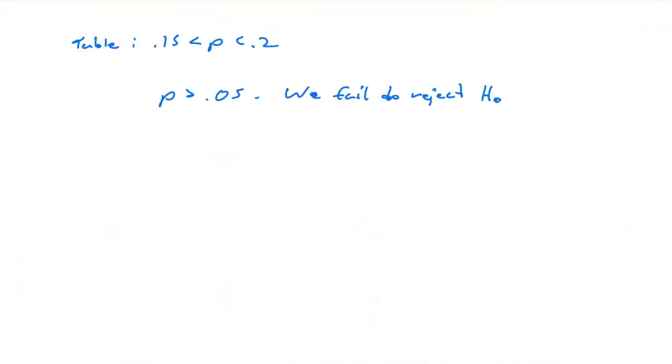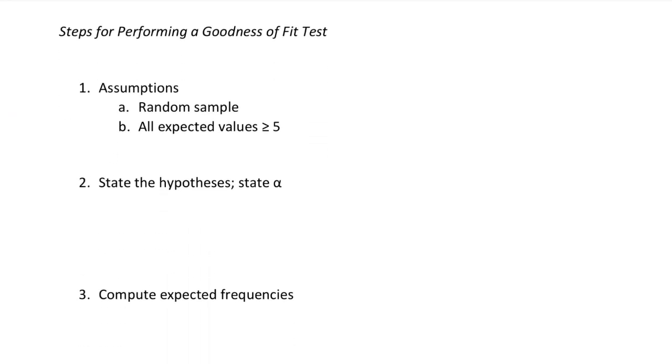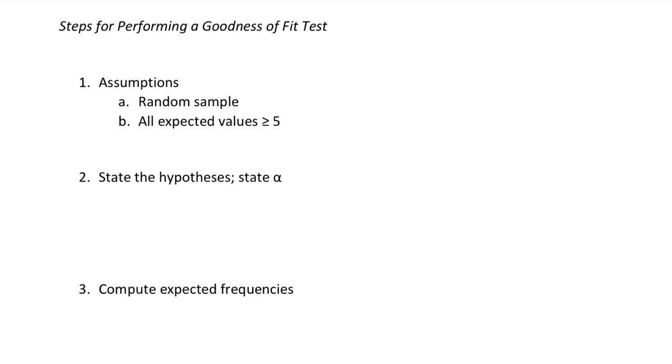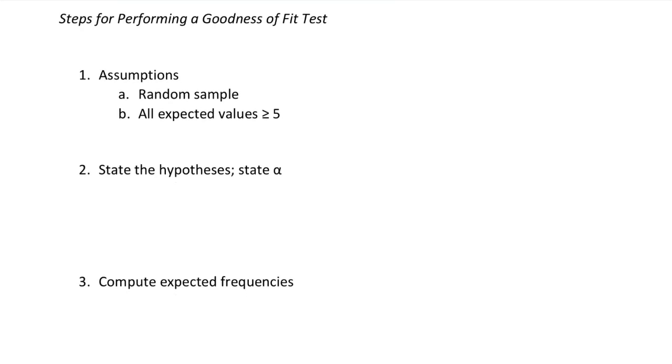All right, so let's formalize this process and talk then about the steps that we would do for a goodness of fit test. As with any other hypothesis test, we do have assumptions. In this case, again, we always want a random sample. That's key to any of this. In this case, we also want all of the expected values to be greater than or equal to 5. In our case, they were all 15. We would be good there. So you always want to check for those two things. Is it random? And are all of your expected values greater than or equal to 5?